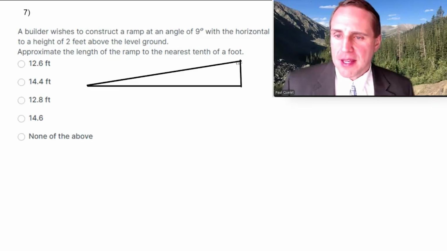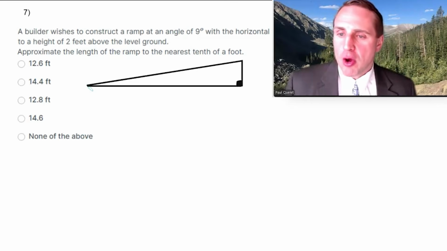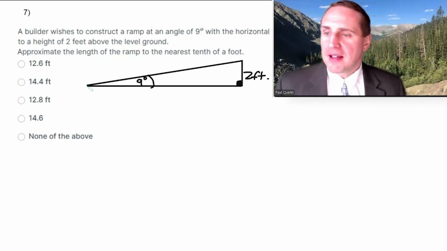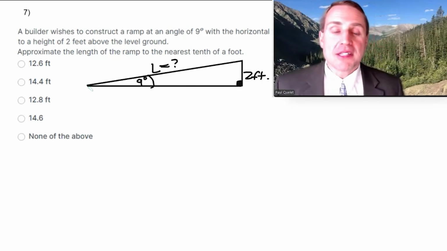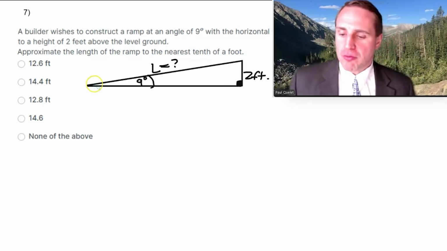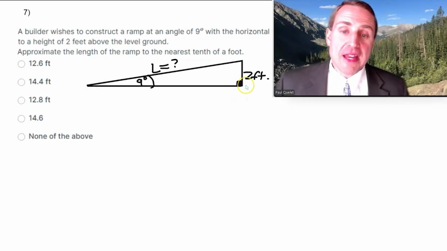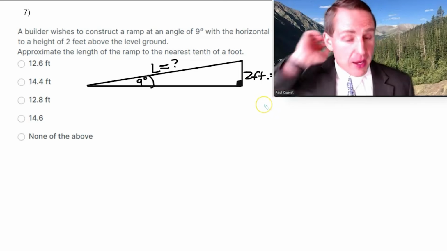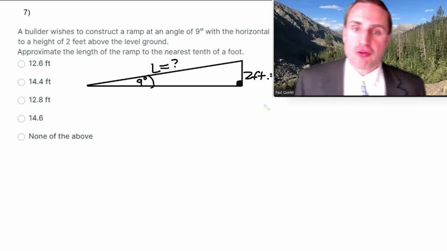Now this is exactly a right triangle when we think about these 3 sides. So we have a right angle here, and then we know this is 2 feet high. This is 9 degrees. We want the length of the ramp, so we want this length L. Now notice this length L is like the hypotenuse of the right triangle, and then the 2 feet is like the height. We could call that Y. That would be the opposite side of this right triangle.